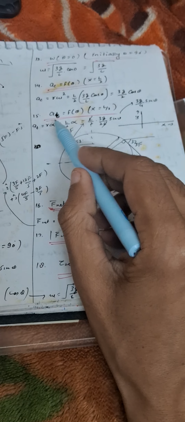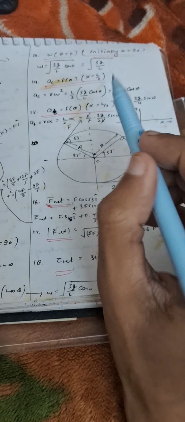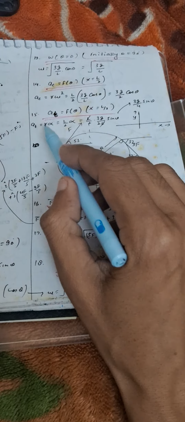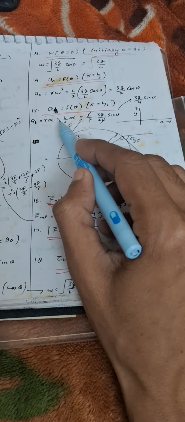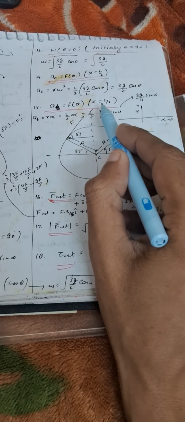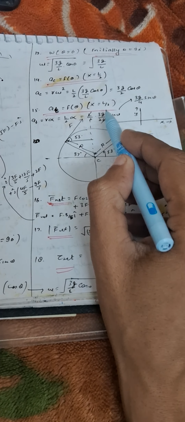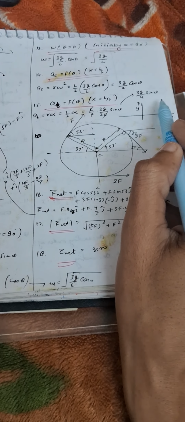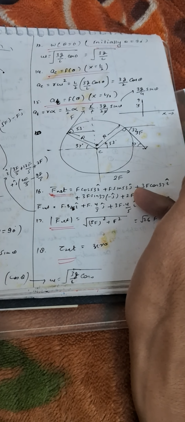Next question is we need to find tangential acceleration as a function of theta, and the point here is x equals L by 2. We know that tangential acceleration is r alpha. R is L by 2 here and alpha we have calculated as 3g by 2L into sin theta. So on solving this we get tangential acceleration as 3g by 4 into sin theta.